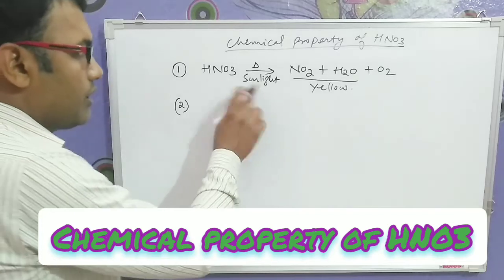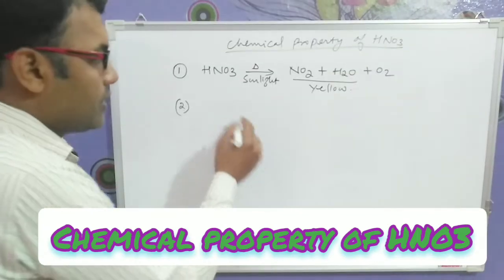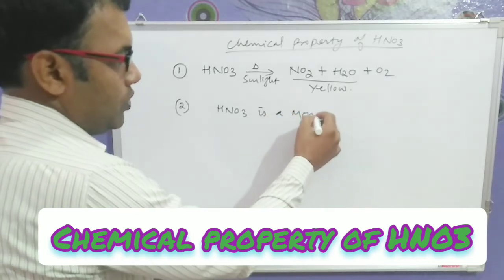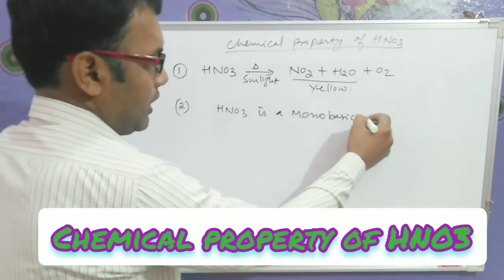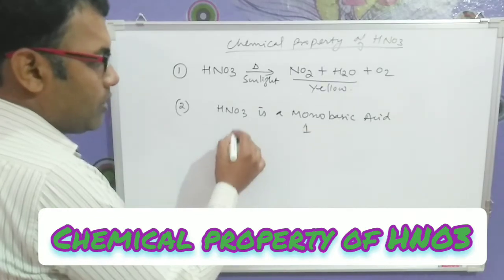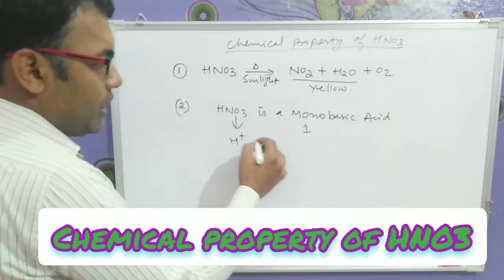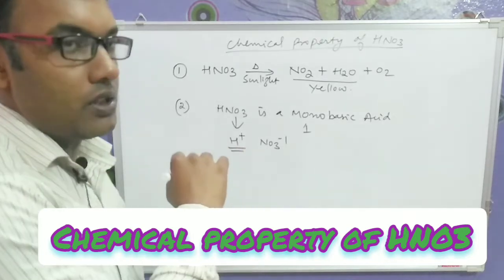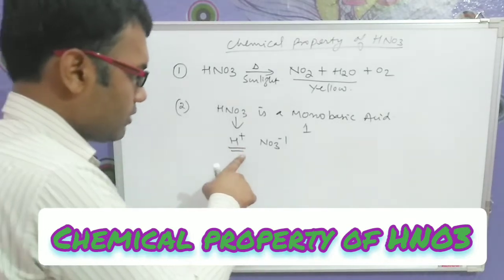Now, coming to the second chemical property of nitric acid. What is it? HNO3 is a monobasic acid, or the basicity here will be 1. How? Because HNO3 will decompose into H plus and NO3 minus. So the acid which furnishes only one H plus ion is known as monobasic.